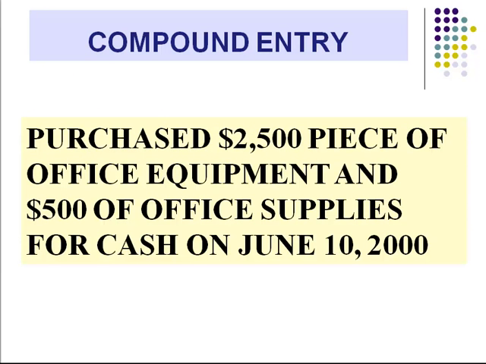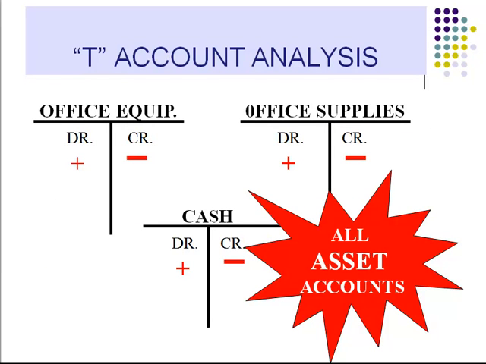So here it says we purchased a $2,500 piece of equipment and $500 worth of office supplies, all for cash, on June 10th, 2000, right? So we got a couple of things going on here. We purchased 2 pieces of equipment and we're going to write 1 check for it. After going through the process, we see that these are the accounts we're going to use, right? We're going to buy office equipment, so we're going to debit that, increase that on the debit side, and then we're going to purchase.